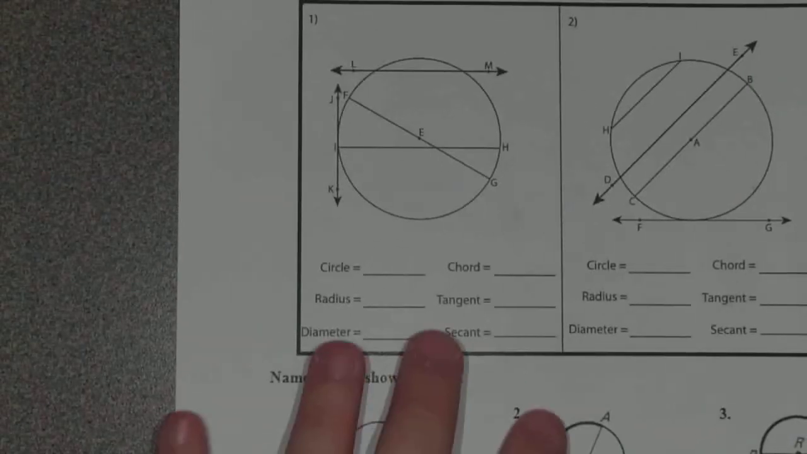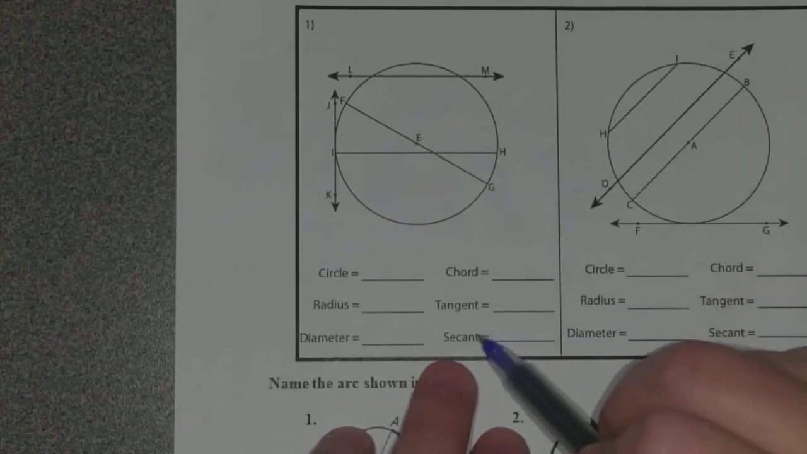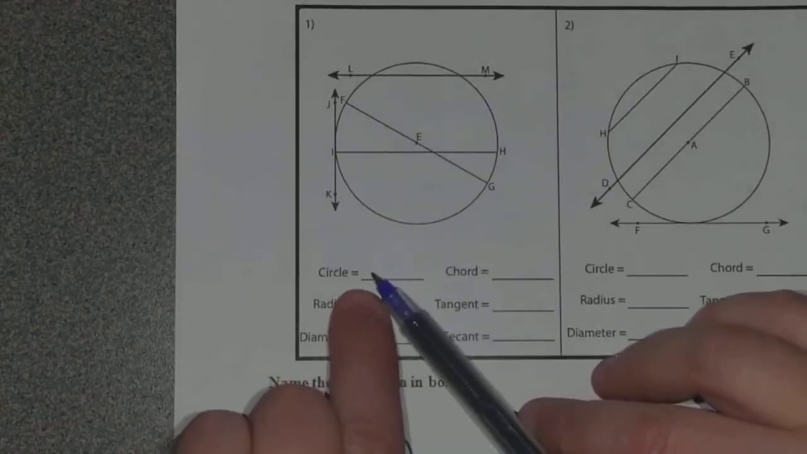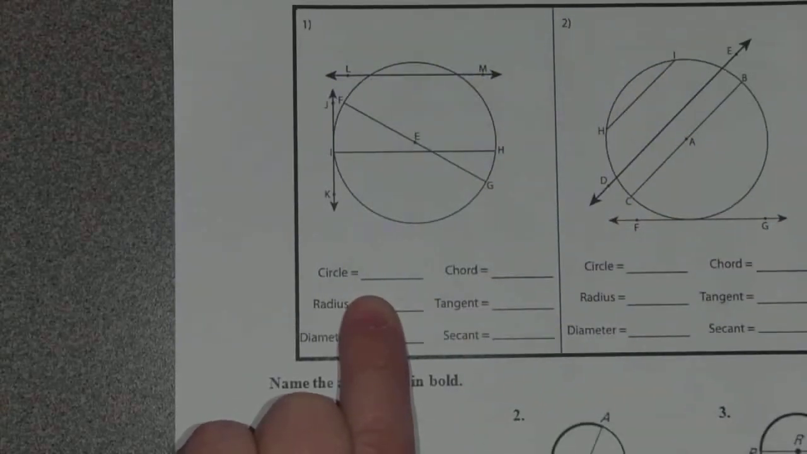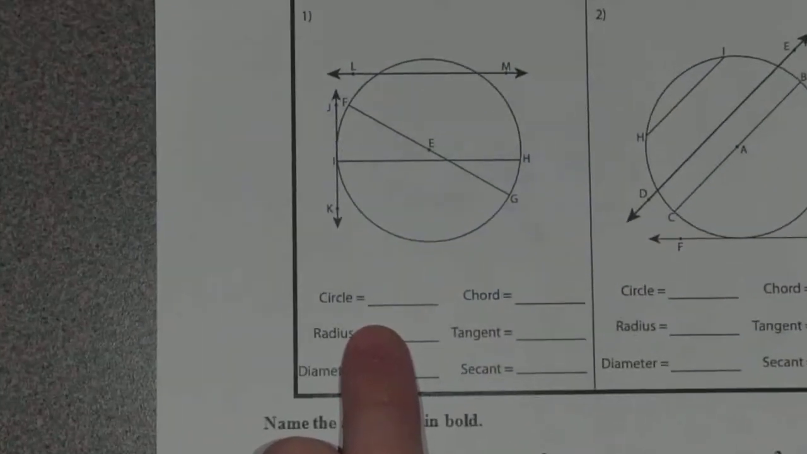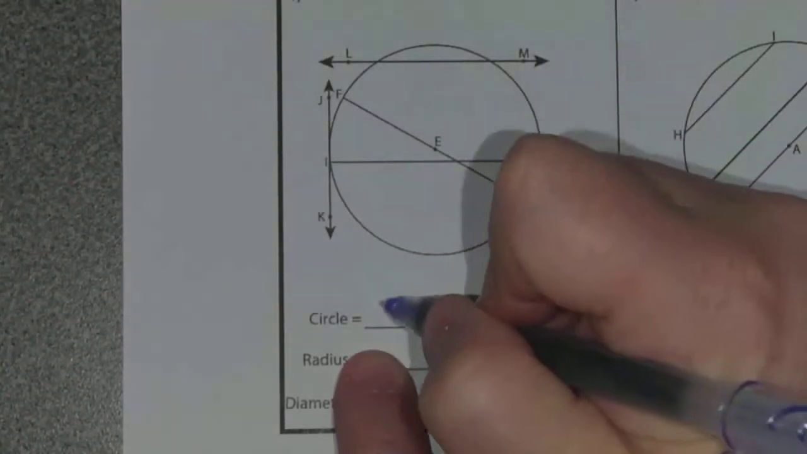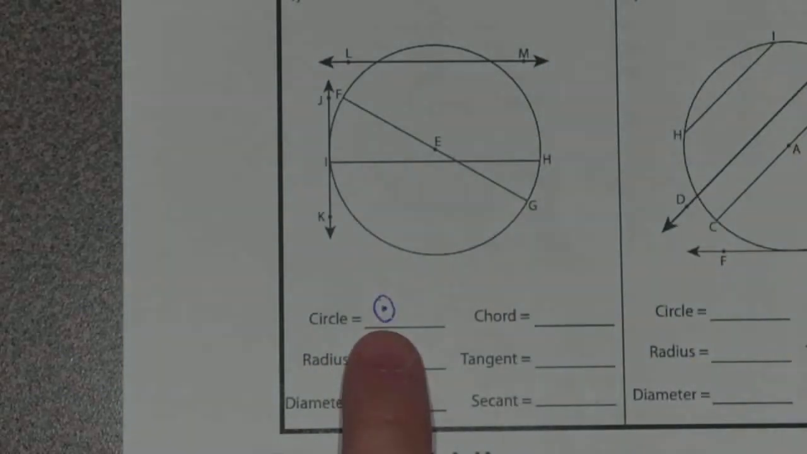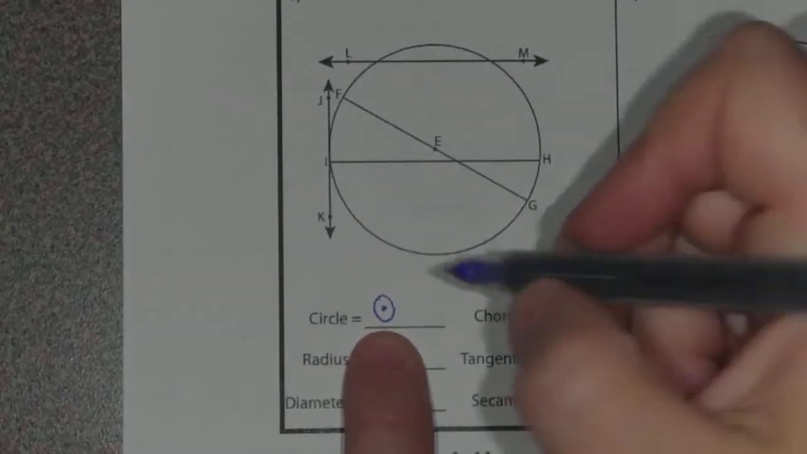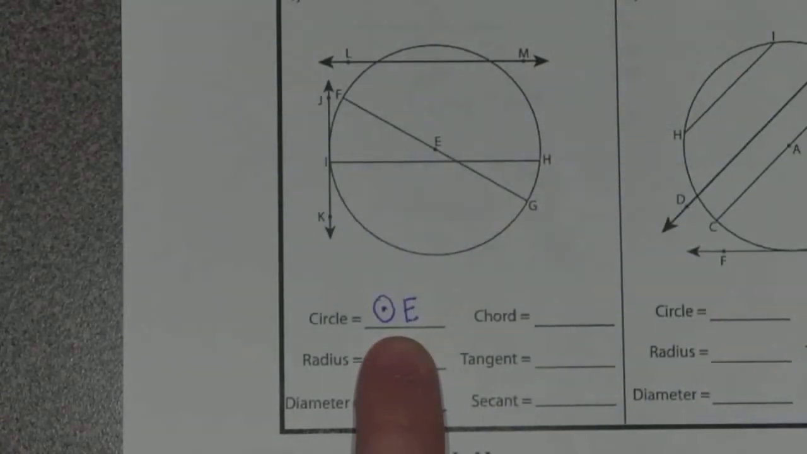Let's see if you can remember what any of it is now. So one thing I didn't tell you was a secant. I'll go over that when we look at these. So circle, what's the name of this circle going to be? Anybody remember what we said we were going to call it? E. We call it circle E because the center of the circle is the letter E. So the circle symbol is a circle with a dot in it. Clearly not a good circle on my part. Do your best to make a circle, but we would call that circle E.